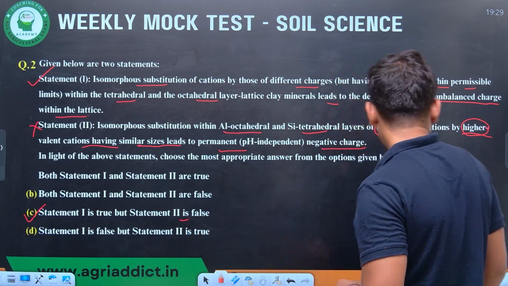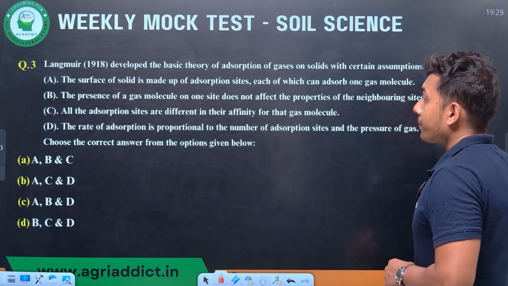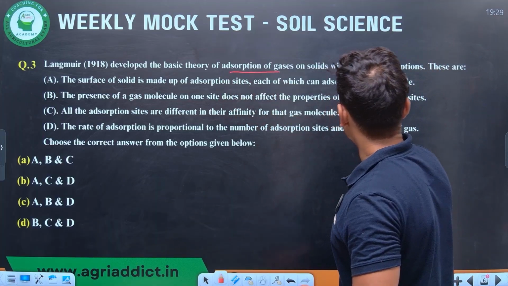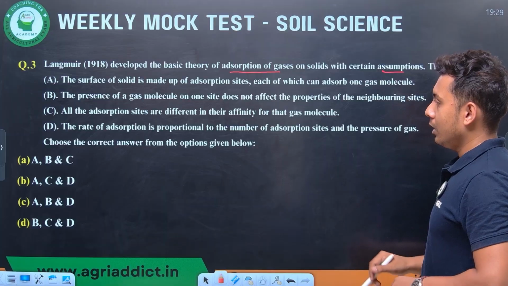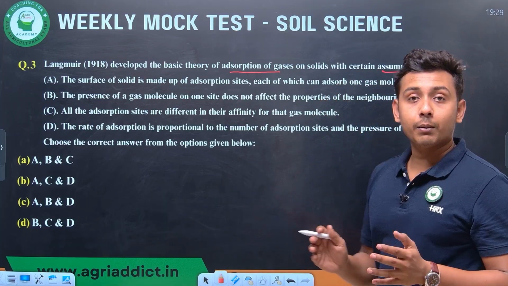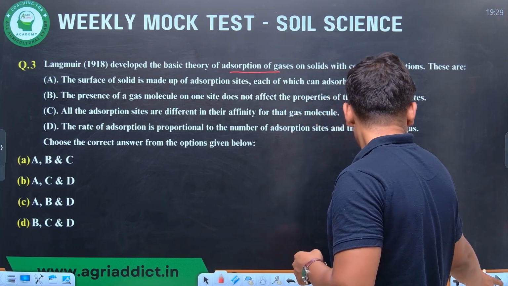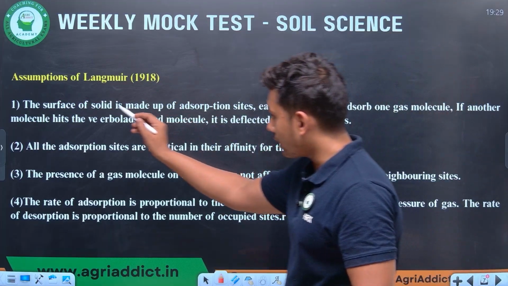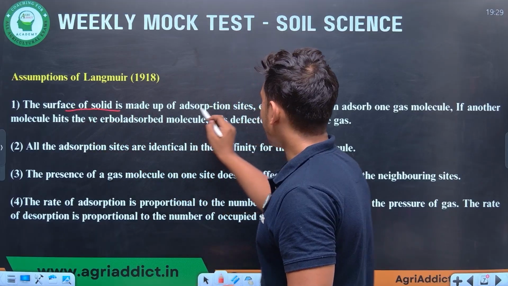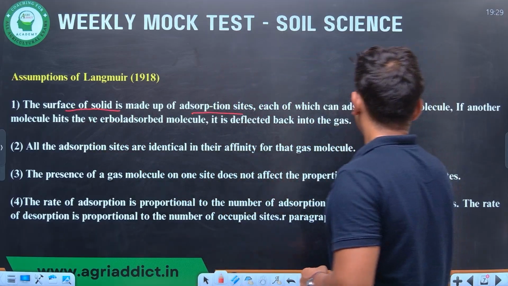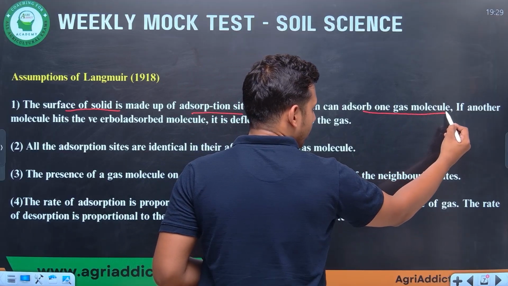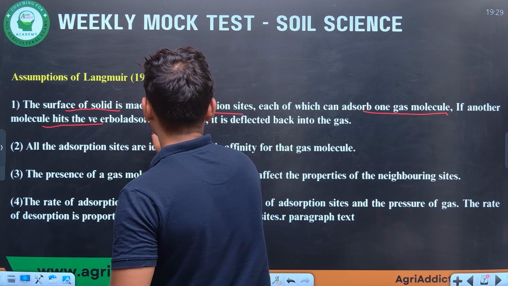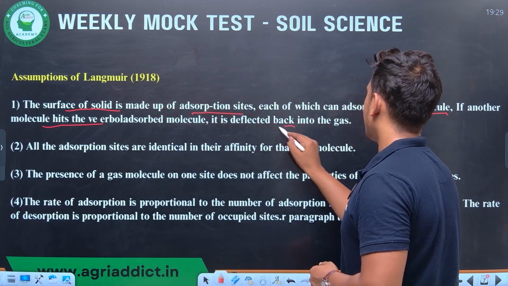Next comes the next question, in which Langmuir developed the basic theory of adsorption of gases on solids with certain assumptions. First we have to learn the assumptions of Langmuir adsorption theory. The surface of the solid is made up of adsorption sites, each of which can adsorb one gas molecule. If another molecule hits the occupied site, it is deflected back into the gas.